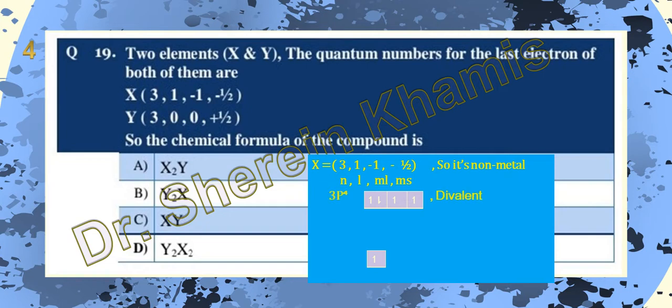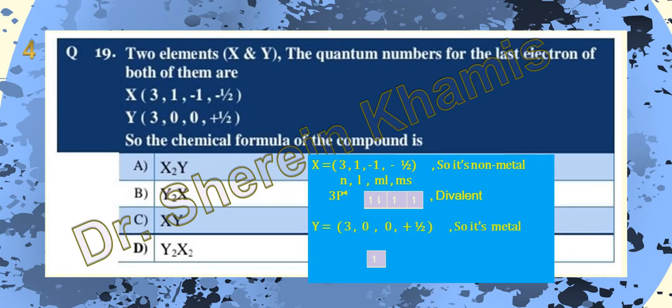In 3p, we have 4 electrons. We are in p, coming from 1 here. We have 4 electrons in the outermost energy level, and one opposite here, -1. So it is divalent, as it has -1/2. It is a non-metal that has 4 electrons in the outermost energy level, and 4 plus 2 equals 6 in the outer level. So it is divalent.